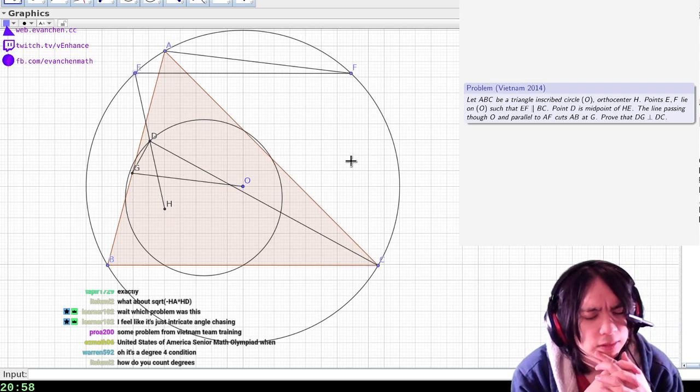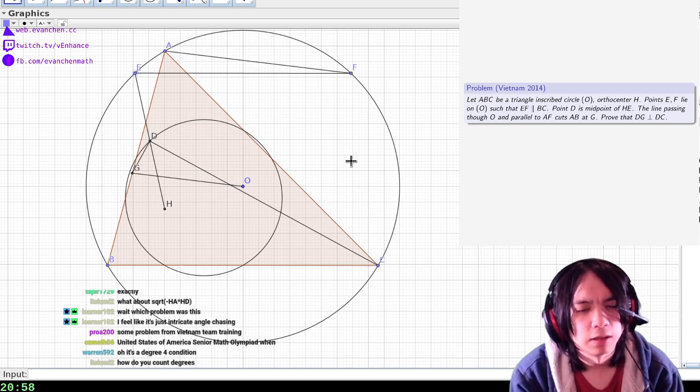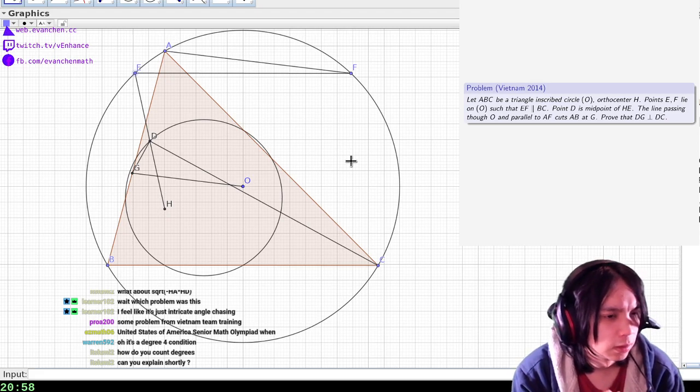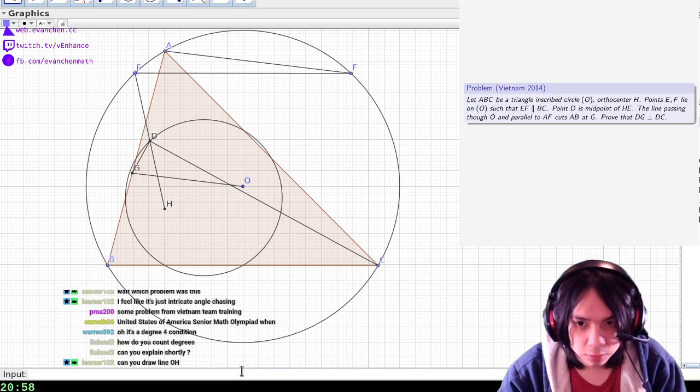I don't even know if degree 4 is good enough. Because here's the problem, right? So how do we say that the angle condition for an untethered point like this is... Can you draw a line OH? Yeah, sure.